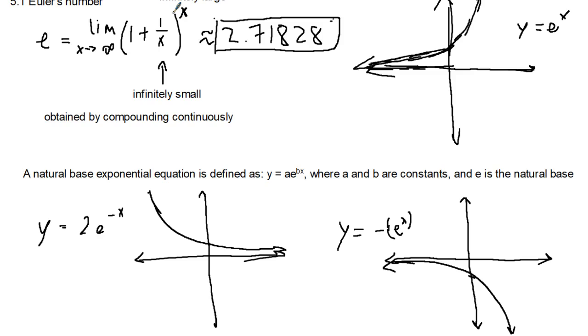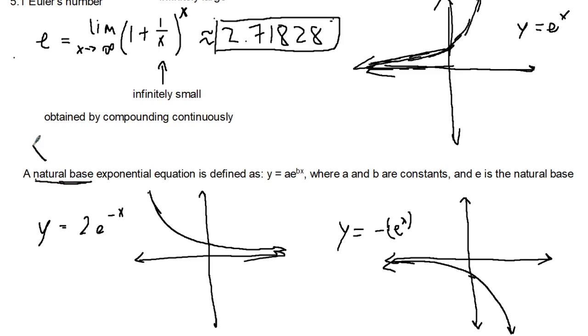Normally you only use the first 3 digits, like pi. So 3.14, you'll use 2.72 in this case. And this is the graph of y equals e to the x. It's just normal, right? And then a natural base exponential equation, E is considered natural, right?